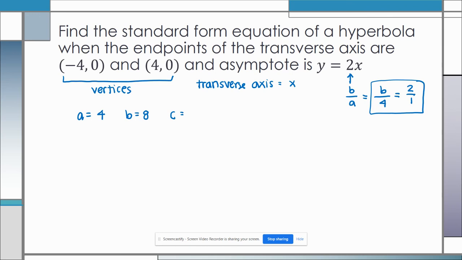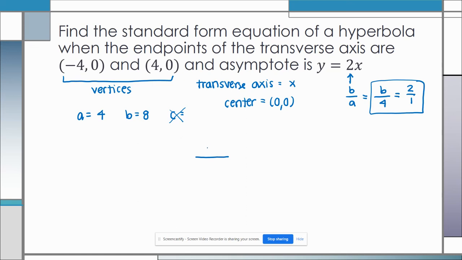And now that I have that, that's really all I need because I don't need my c value in order to just write the standard form equation. So while you could definitely find c, it didn't really matter in this problem. Once again, our transverse axis is the x-axis. Our center was at (0, 0) if we were to have averaged those vertex points.